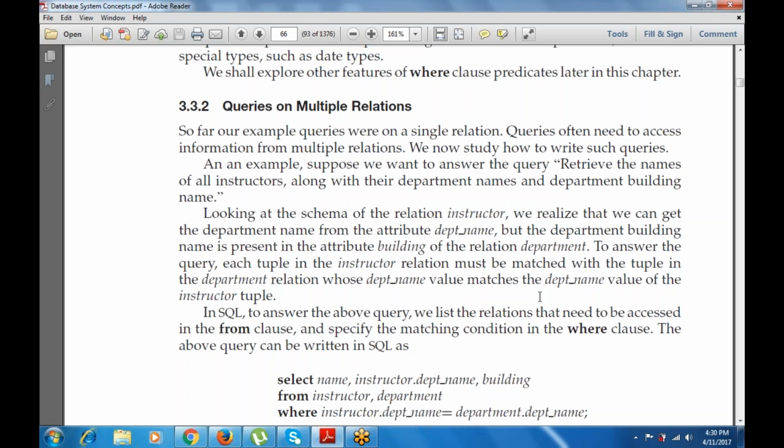That is, select instructor.name, instructor.department_name, building from the instructor and the department, where instructor.department_name, that means we are getting the department name from the instructor, is equal to department.department_name. That means where the department name from both the tables is equal, we have to run the query and select the records from that table only.